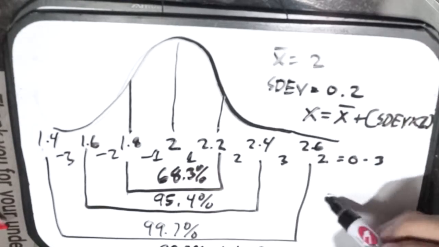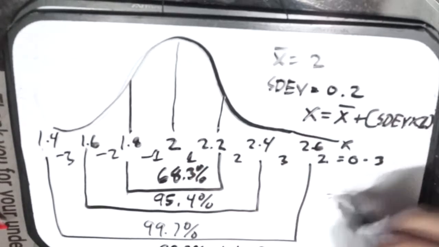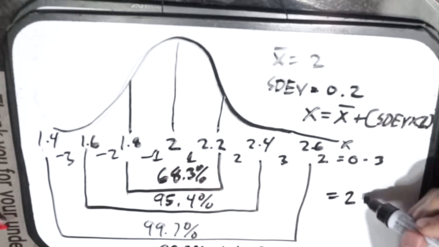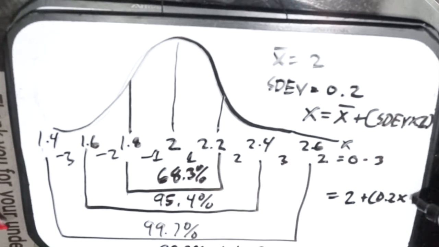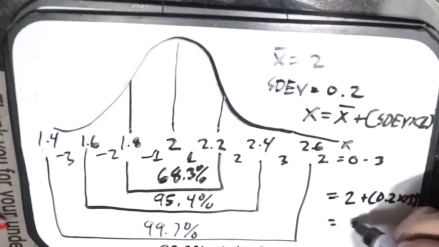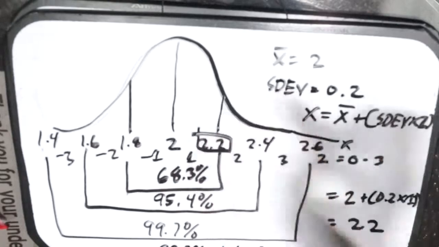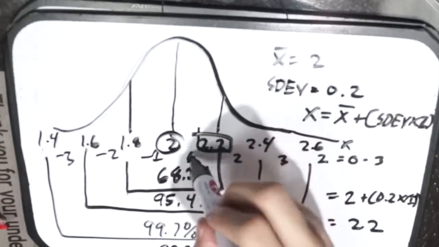So let's have an example. Let's solve for one of these values. So x is just one of these values right here. So we have our mean 2 plus the standard deviation, which is 0.2, and then let's say for example the z-score is 1. So we would get 2.2 right there, because our mean was 2 and then the z-score was 1.